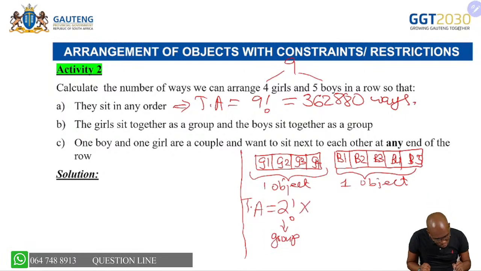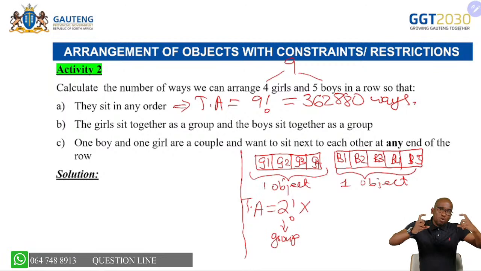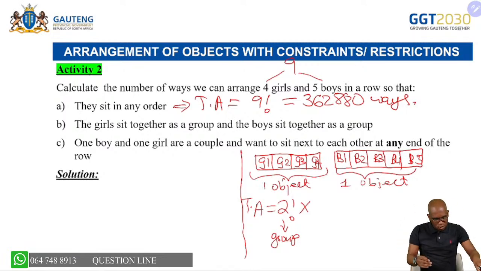Now, if you are to continue with this, you will see that there are 4 girls. Girl 1, girl 2, girl 3, and 4. They can also interchange positions. Girl 2 can be the first one, or girl 3, or girl 4. So they can interchange positions among themselves, that is within the group of girls. We can have different positions. Since they are 4, they can do that in 4 factorial ways.